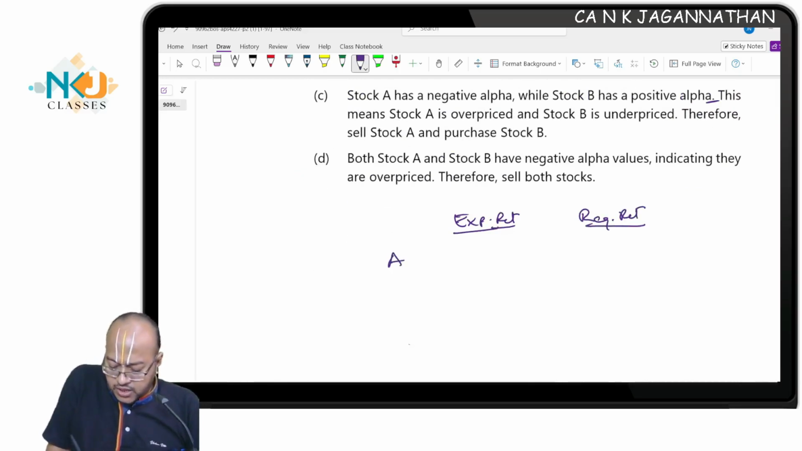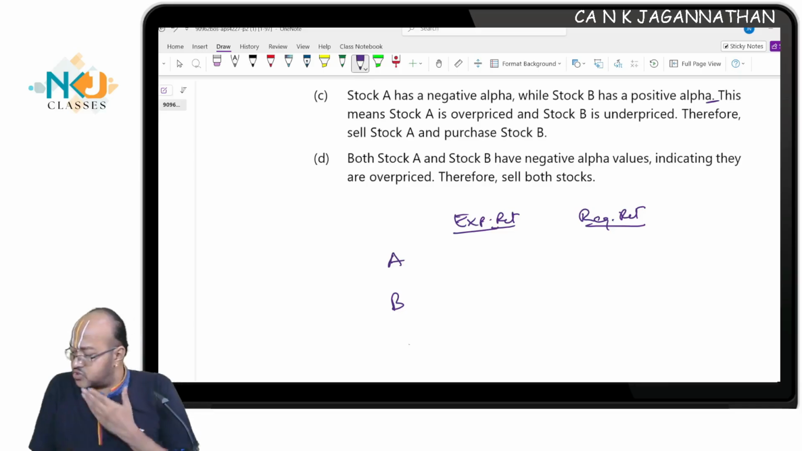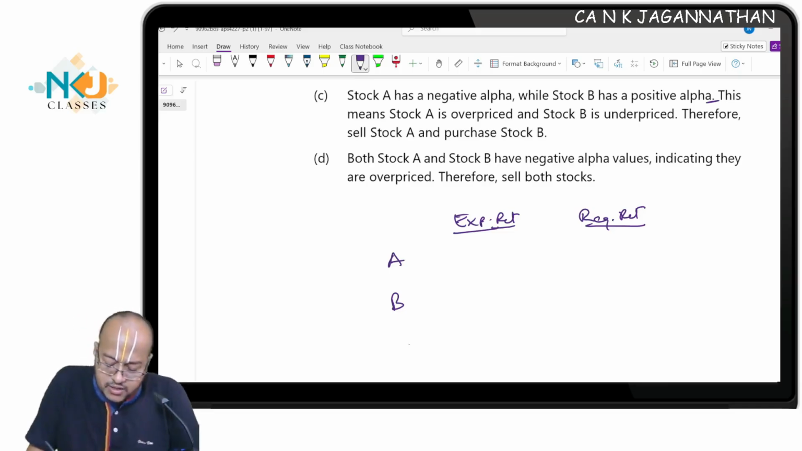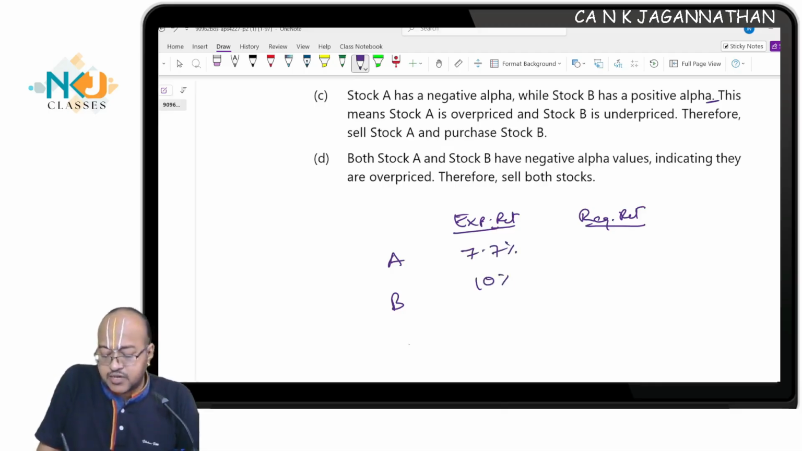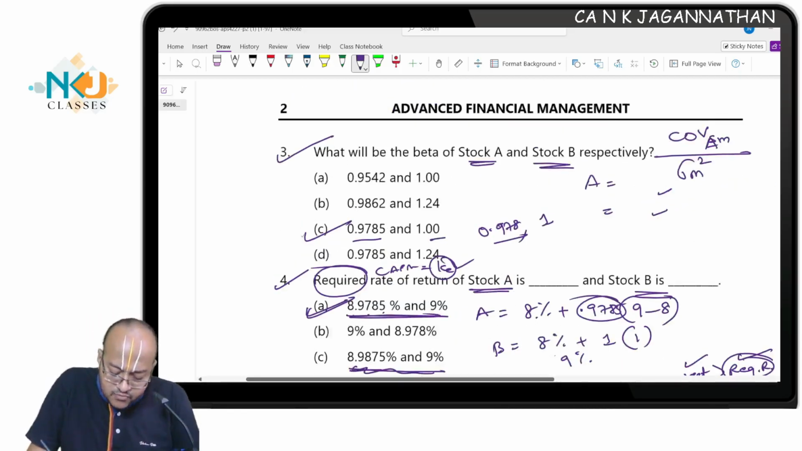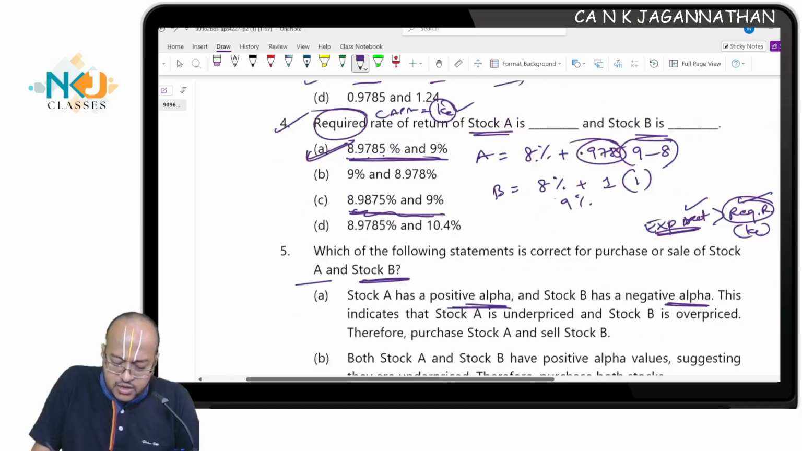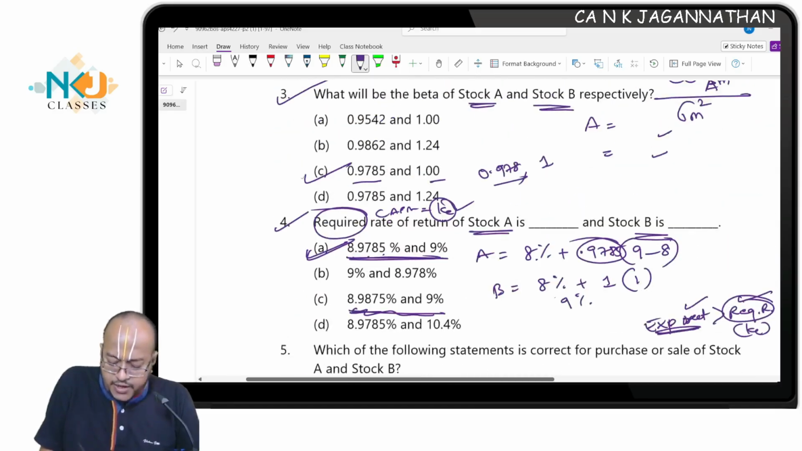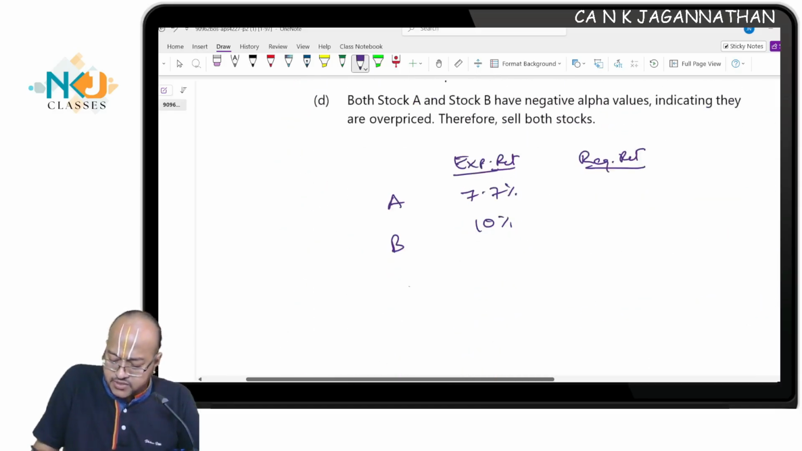Now I have stock A and stock B. Tell me, children, for stock A and B, we just computed the expected mean return as 7.7% and 10% in the first step. The required rate of return we also computed in question number 3. What was the required rate of return? See here, A and B: 8.9785 and 9. So let's write it.